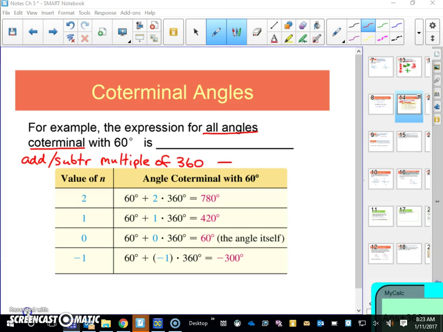Or another way of saying that is 360 times n, n just being any number you want to make it. If you want to add 360 twice, n is 2. If you want to subtract 360 three times, you'd make n negative 3. So here it is: if you want an expression for all angles coterminal with 60, you can start with 60, and you're going to add 360n.